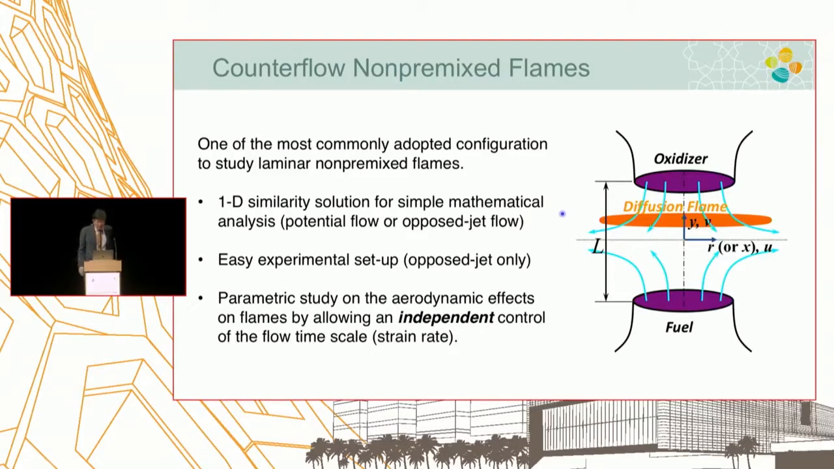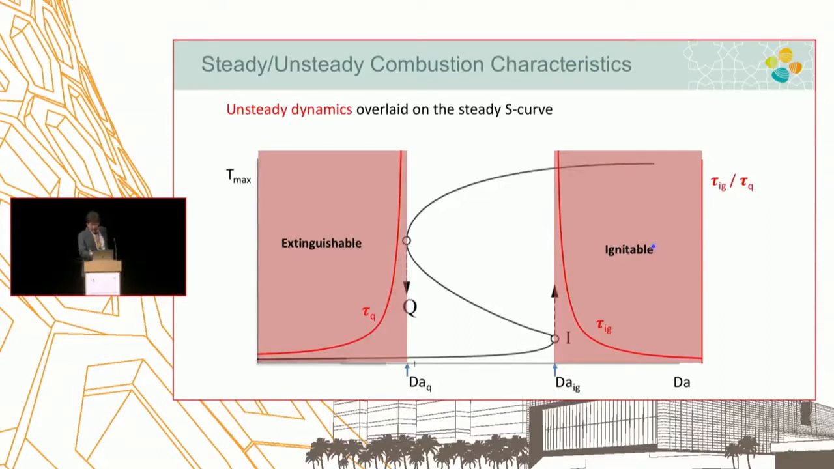So counterflow flame has been discussed a lot. Again, some people who haven't thought much about it may wonder why do we even do that, right? How does it relate to engines and jet, the combustor and the gas turbines? Because, again, everything falls back onto this Damkohler S-curve.